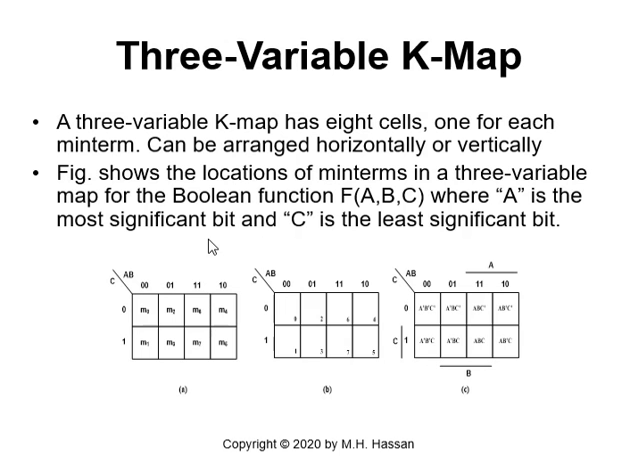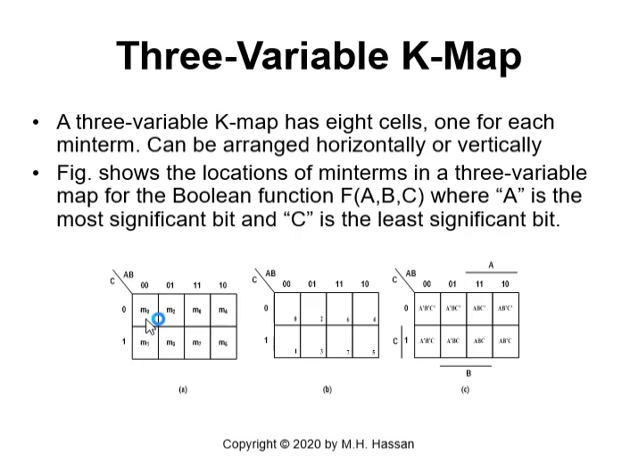Let's look at 3-variable maps. A 3-variable K-map has 8 cells, 1 for each minterm, and can be arranged horizontally or vertically. This figure shows the horizontal arrangement for the K-map. We have A, B, the most significant bits, and C. We arrange the bits in cyclic form: 0, 0, 0, 1, then 1, 1, then 1, 0. So the 1, 1 comes before the 1, 0. Then C will be 0, 1.